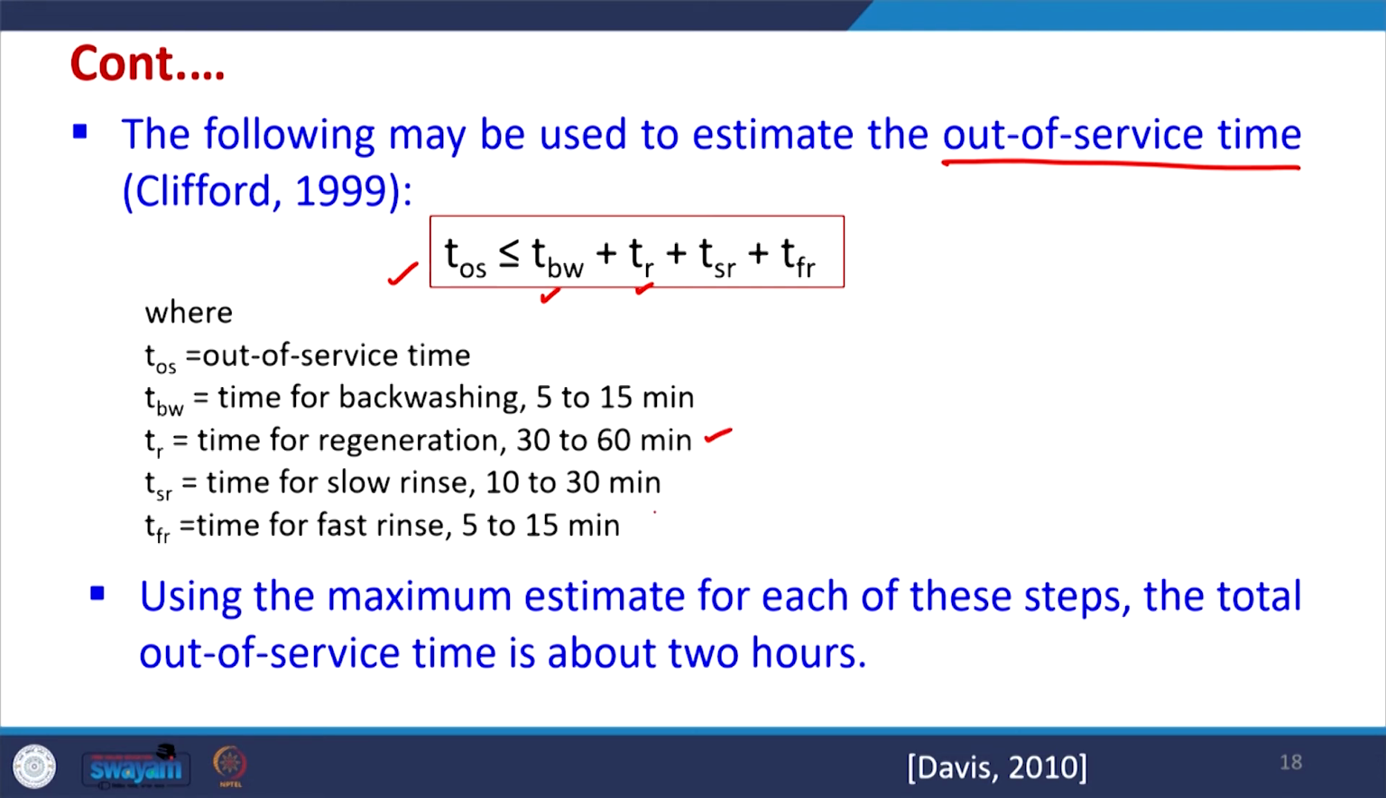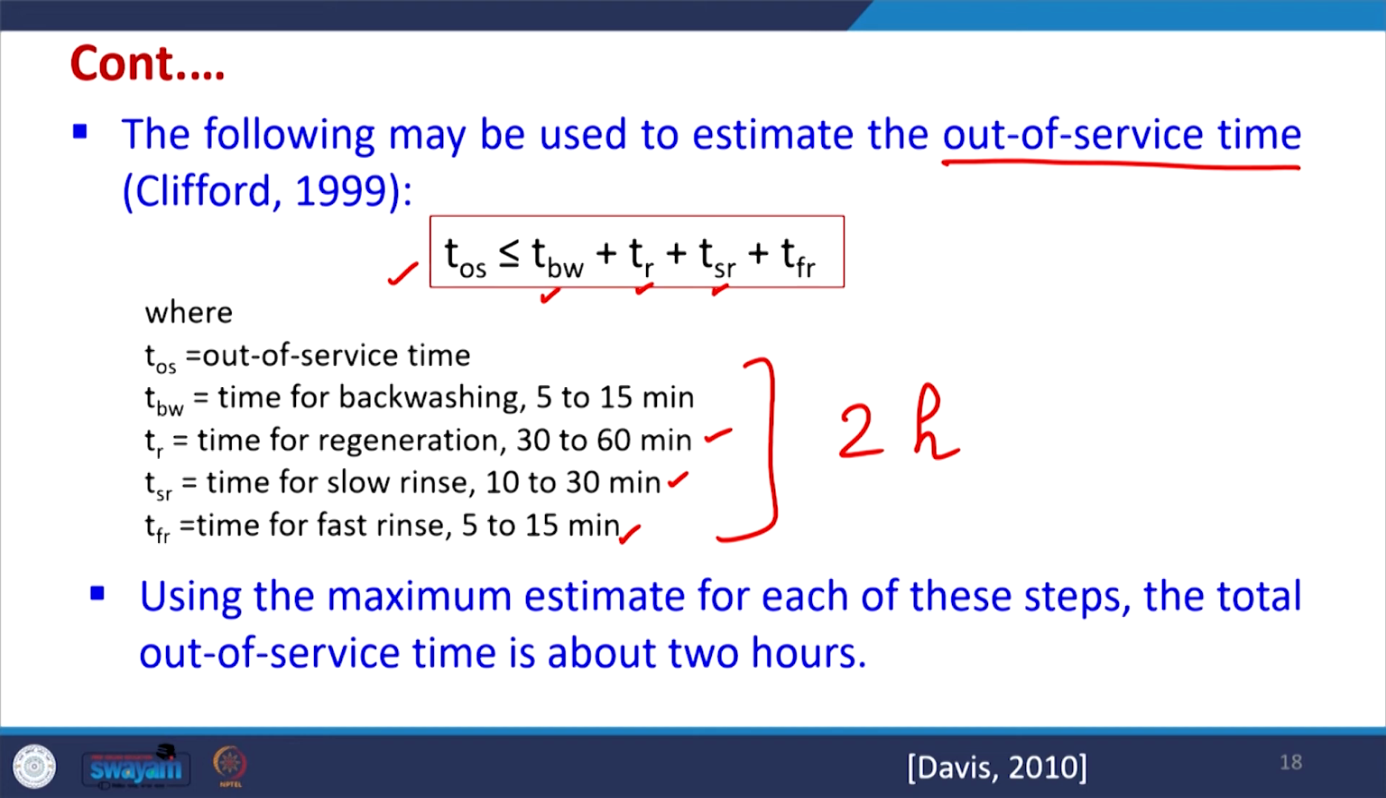After regeneration, we do slow rinsing. Slow rinsing will be slower as compared to fast rinsing. Again it will take 10 to 30 minutes for slow rinsing, and then time for fast rinsing, again up to 15 minutes. So, in total, if you take all the maximum values, 15 plus 15 is 30, 30 plus 30 is 60, so we may have up to 2 hours of operation under which the column may be out of service.